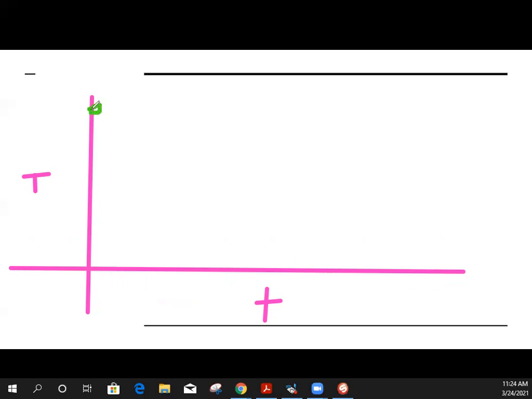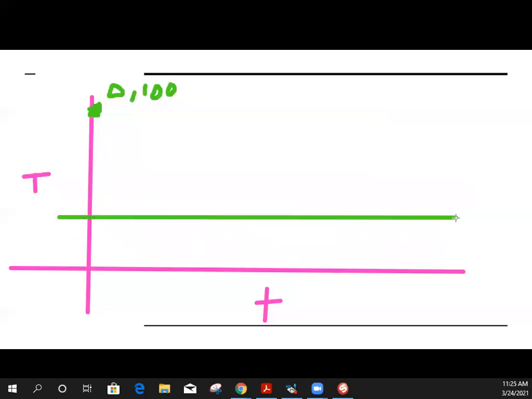Here's my soup. My soup at time 0 is 100 degrees. It's too hot for me to eat. I like my soup hot. That's why I'm not going to eat it right away. I'm going to let it cool. All right. But yes, it would be very hot.